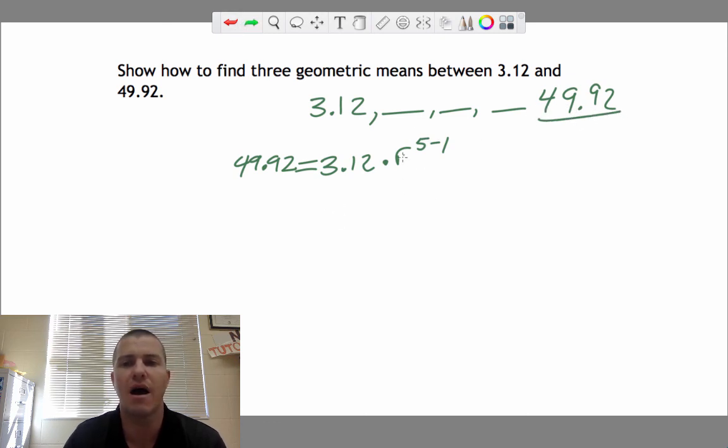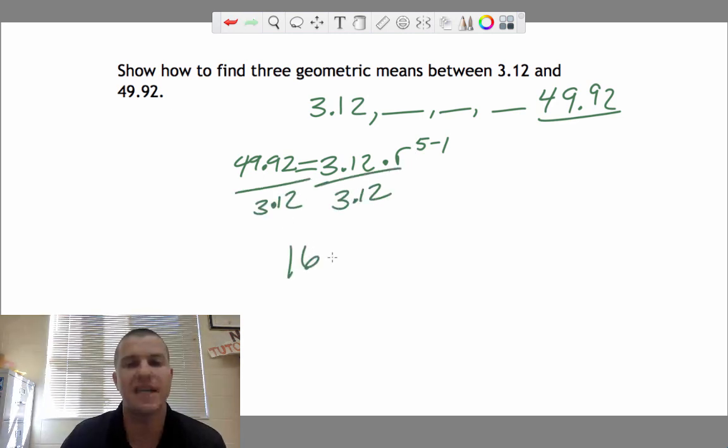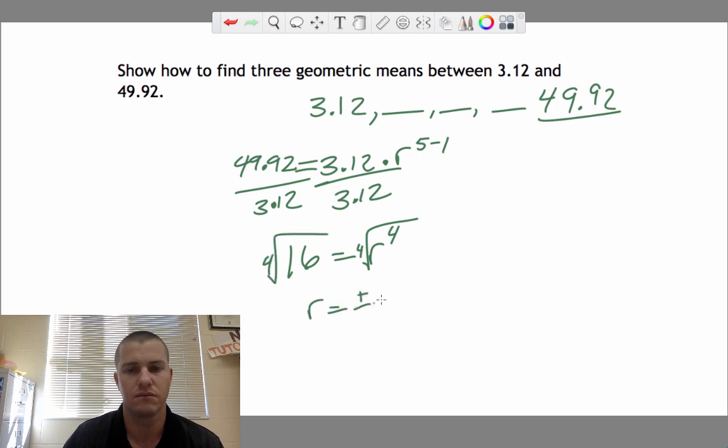And so now I need to solve for r. So I'm going to divide by 3.12 and that becomes 16. 16 is equal to r raised to the, so this is going to be 5 minus 1, which is 4. And now I'm going to take the 4th root of both sides, and r is equal to plus or minus 2. It could be positive 2, it could be negative 2.